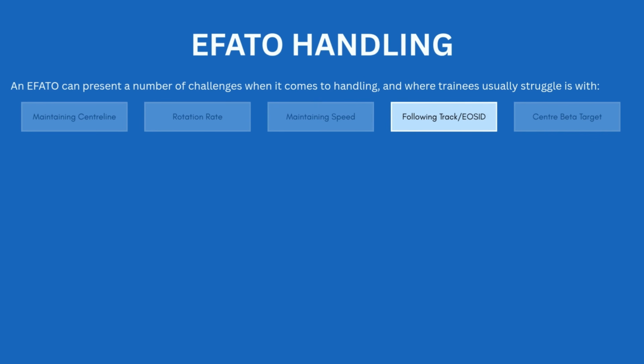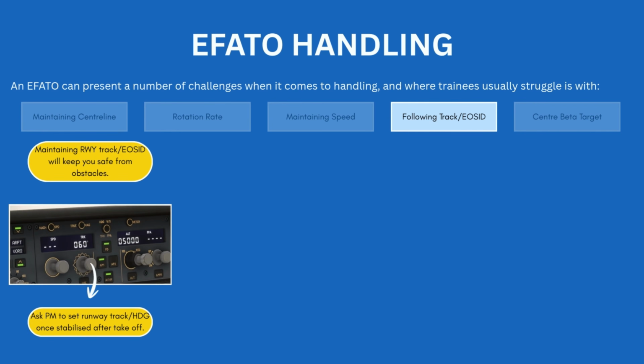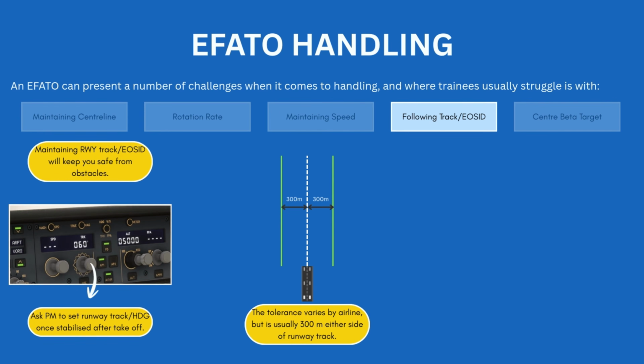So, what are the other challenges? Correctly following the track or engine out SID is also vitally important to do. Maintaining this runway track or engine out SID will keep you safe from obstacles. A good technique here is to ask PM to pull for an appropriate heading or track to follow. The tolerance varies by airline, but is usually 300 meters either side of runway track. In your sim assessments, this is the limit that you will be expected to keep inside.